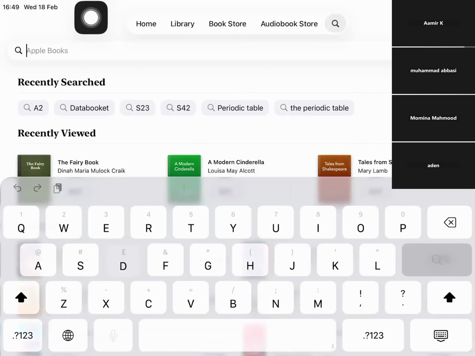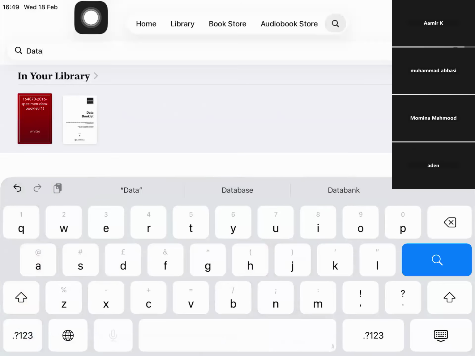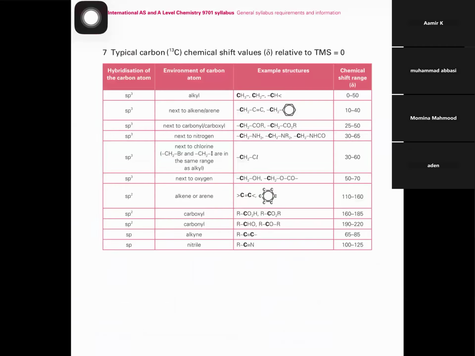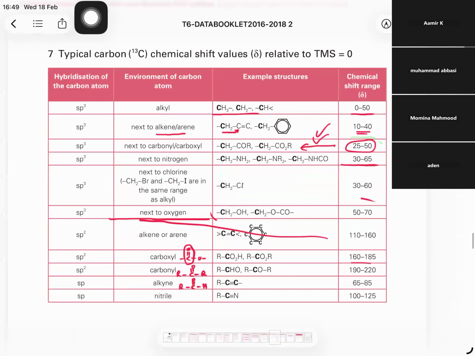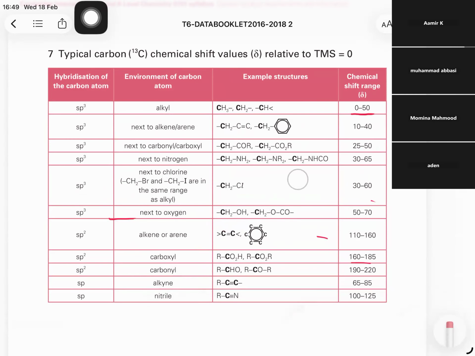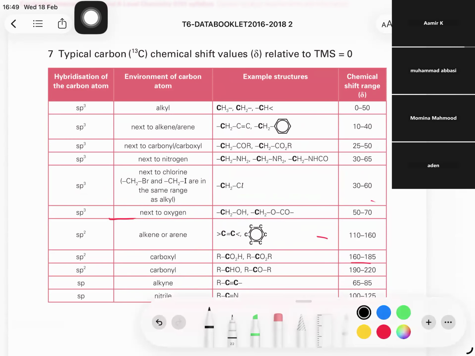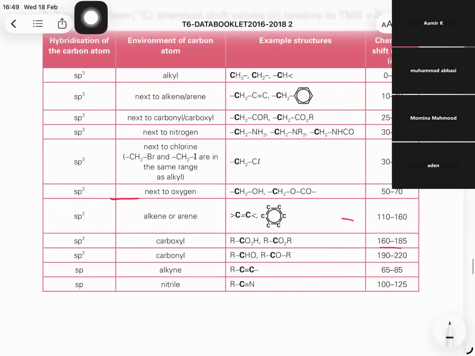Look at the data booklet. Okay, here is the carbon-13 spectrum. So let me draw the structure here and then ask you the peaks, okay? For your understanding, we are going to do this. Look at this. The structure which we are looking for was this.